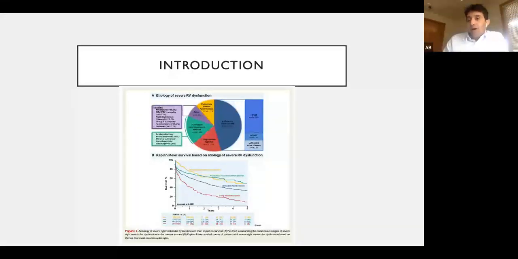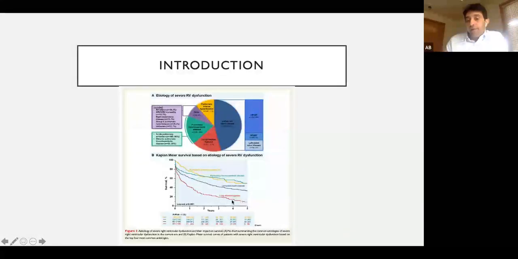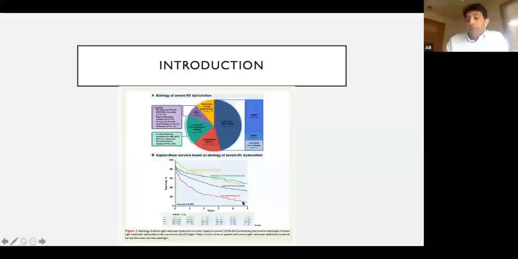Lung disease and RV dysfunction related to the lung disease carry the worst prognosis here. As you see in the Kaplan-Meier curve, the red curve here, lung disease and hypoxia carry the worst survival. Some of it is related to pulmonary thromboembolic disease, some related to pulmonary arterial hypertension.